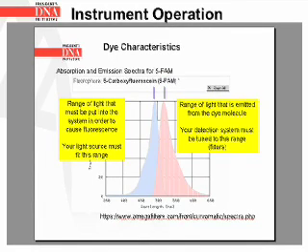This chart shows the absorption and emission spectra for the 5-FAM dye. The range of light that must be put into the system in order to cause fluorescence is shown in the blue. So the tungsten halogen lamp used in the AB7500 must produce light in this range. The range of light that is emitted from the dye molecule is shown in the pink. So the CCD camera must be able to detect fluorescence in that range.